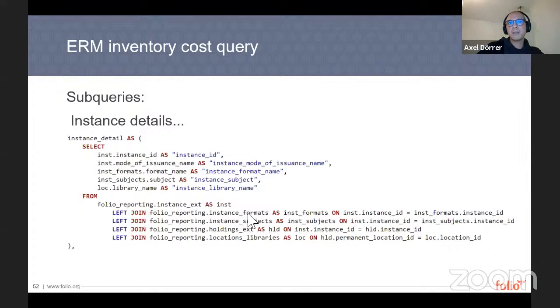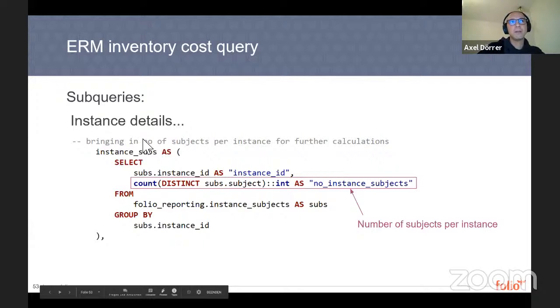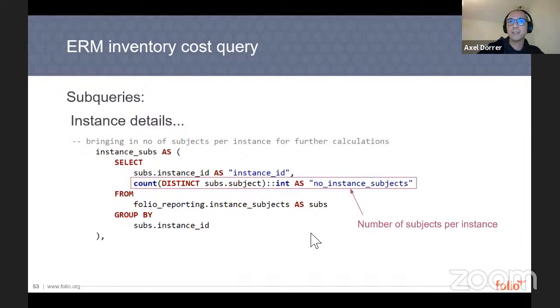So what we're taking in here is the instance formats and the instance subjects. We take in the location from the holdings, and then this is something I just pulled in for further calculation, which might be something that you might know. What I'm doing here is counting how many subjects are tied to an instance, to perhaps give more insight later, dividing the costs by subjects on instances.